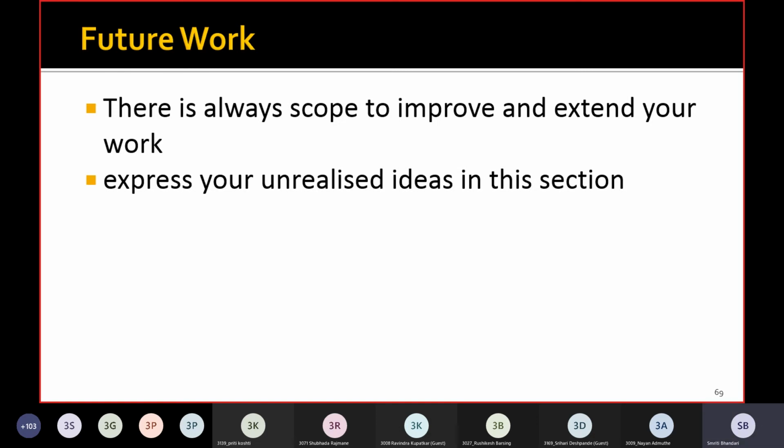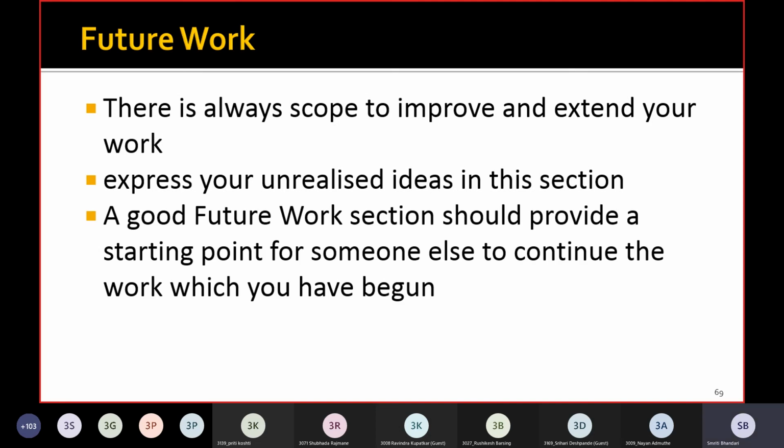So express your unrealized ideas. What does this mean? During the process, you may come up with a few new ideas that you have not listed and have not implemented, but that can be implemented. So express such unrealized ideas in these sections. Those can be realized later.